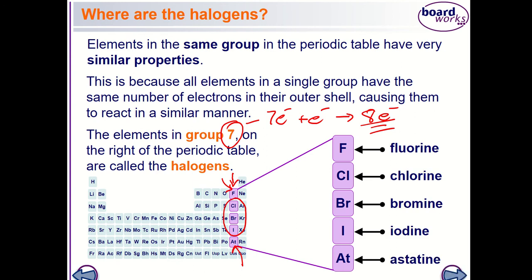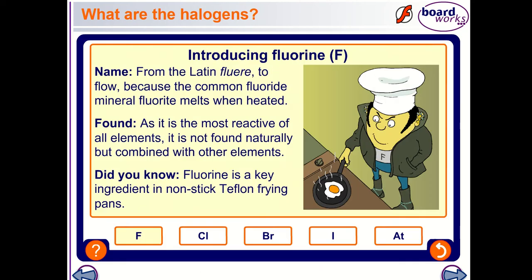Astatine at the bottom. I think astatine is one of the most rare elements on Earth. I think there's been less than 1 milligram of astatine ever actually made. So it's a phenomenally rare thing. It's very radioactive. You only get it really in nuclear power stations. So it's not the sort of thing you'll ever deal with in the lab.